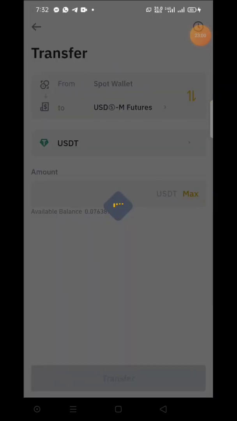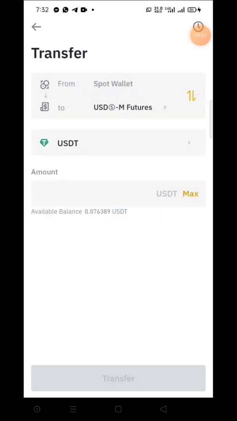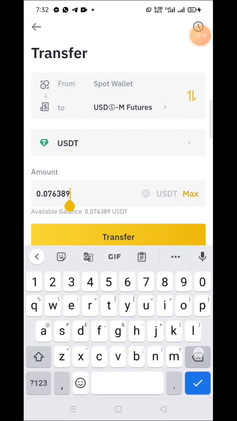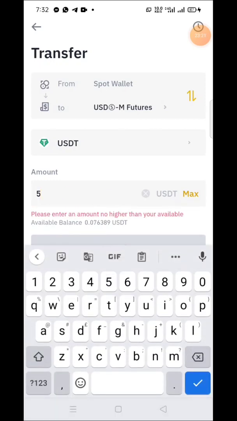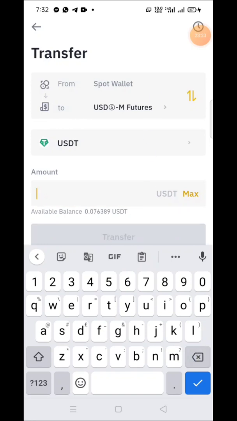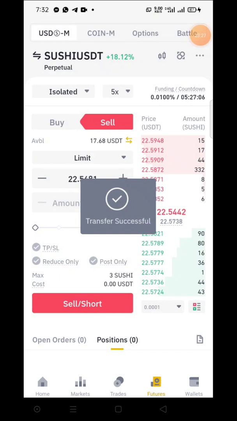Touch it. Once you touch it, you can transfer funds from your spot to your futures. If you have any USDT in your spot wallet, just click on that arrow, then you swap. You can click maximum, or select the amount of USD you want to transfer to the futures. I can say 5, for example, and once you set it, you just click on transfer. I transfer my USDT to my futures balance, and that's it.